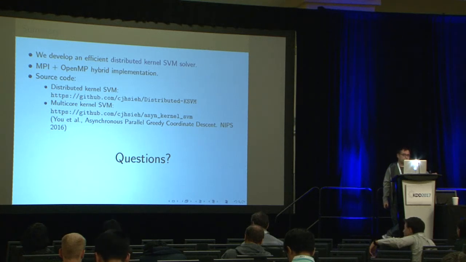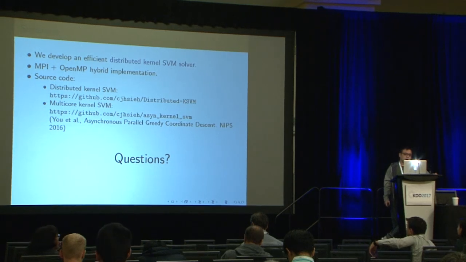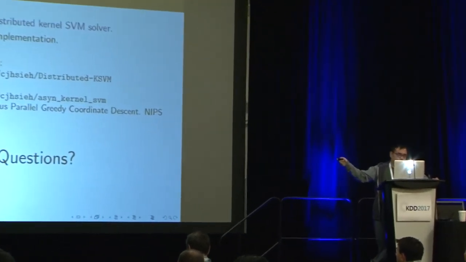So in summary, we have a distributed kernel SVM solver. It is very quick and easy to use, and you can use distributed and multi-core in each machine. The source code is here. And also, if you don't have multiple machines, you only have one single machine with multiple cores, you can use our recent work on asynchronous kernel SVM solver in NIPS last year.